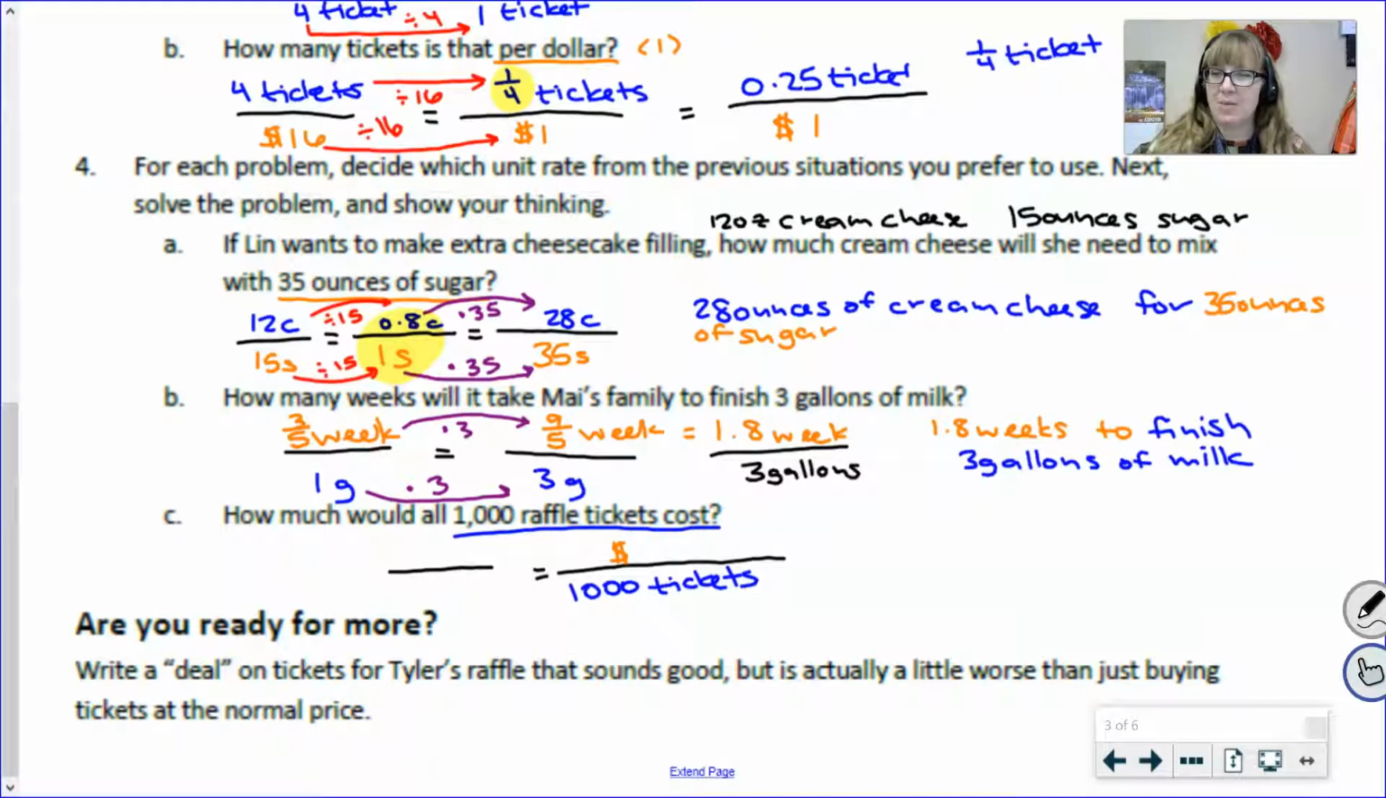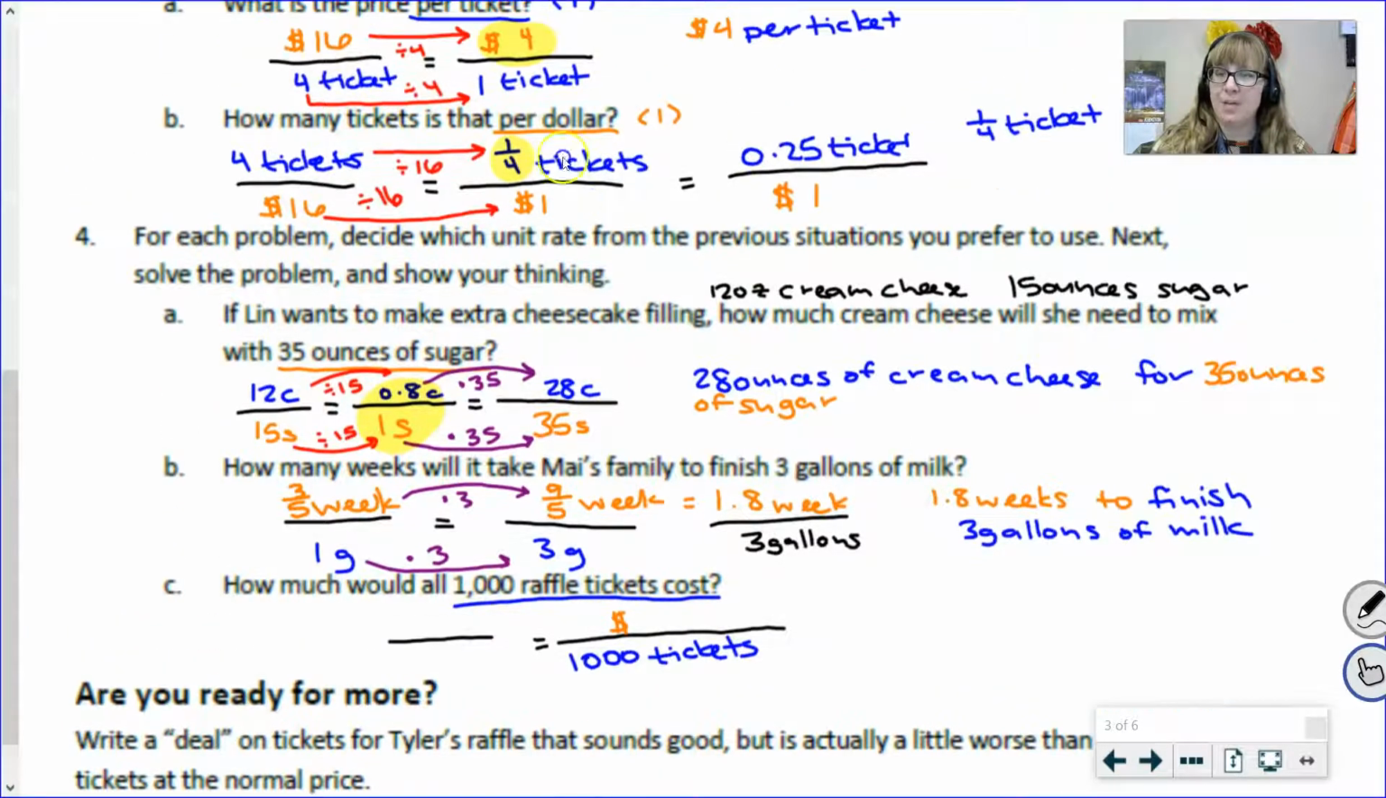I'm looking for the one, and this one I don't have to scroll too far. I'm looking for the one where the tickets are already on the bottom. Because again, I can easily change a 1 into a 1,000. It's not so easy to change a 1/4 into 1,000. It's possible, yes, but it's a lot easier to change a 1 into any number than it is to change this fraction into the 1,000. So I'm going to take this work that we've already done, and that would be the $4 for 1 ticket.